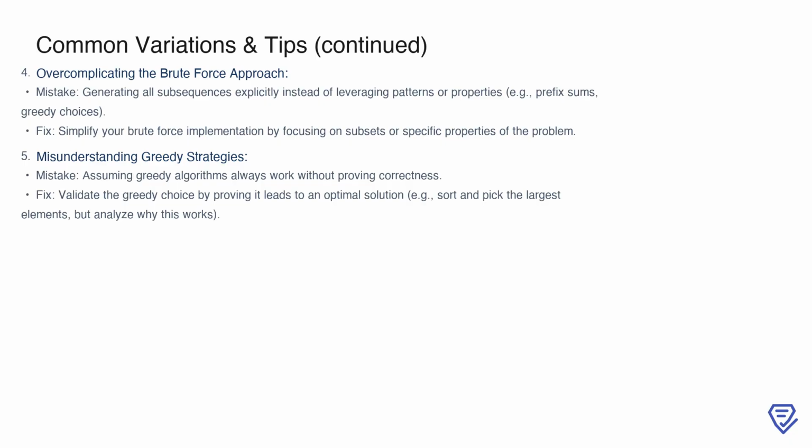Similarly, misunderstanding greedy strategies can lead to incorrect solutions. Assuming that a greedy algorithm will always work without proving its correctness is a common error. For instance, sorting the array in descending order and picking the largest elements might feel intuitive, but you should validate why this approach works by showing it leads to the optimal solution. This ensures your solution is both accurate and efficient.